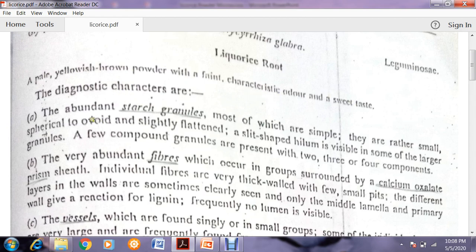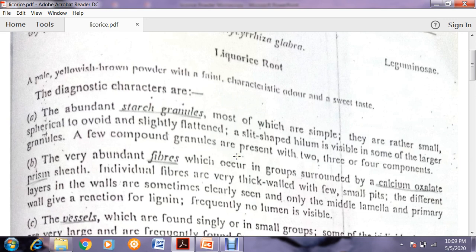Now the diagnostic features. The first one is the starch granules. The abundant starch granules, most of which are simple. They are rather small, spherical to ovoid and slightly flattened. A slit-shaped hilum is visible in some of the larger granules. A few compound granules are present with 2 to 3 to 4 components.